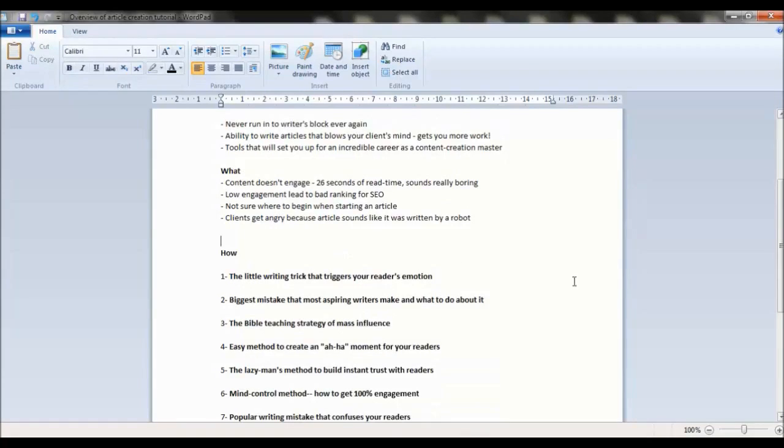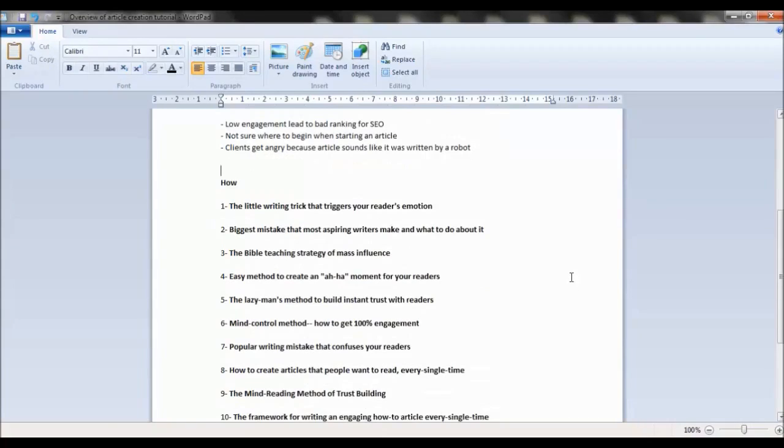Well, these are the circles that we're going to draw, and we're going to be operating within these different circles, conceptually speaking. So we're going to learn the little writing trick that triggers your reader's emotion, okay? And these are all concepts, by the way, but I'm just going to go through them, and later on in this course I'll go into each one in detail. The second thing we're going to learn is the biggest mistake that most aspiring writers make and what to do about it. The third thing, the Bible teaching strategy of mass influence. I know that sounds really epic right now, but again, I'm going to show you what it's all about.